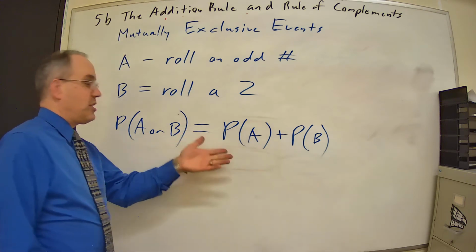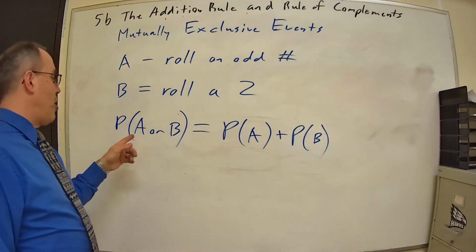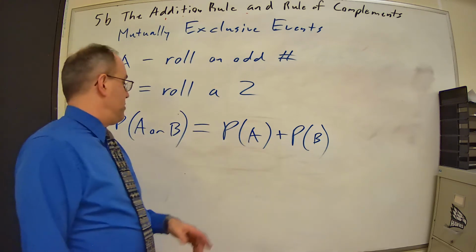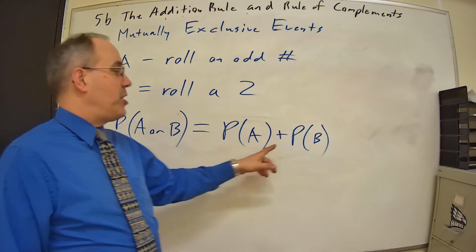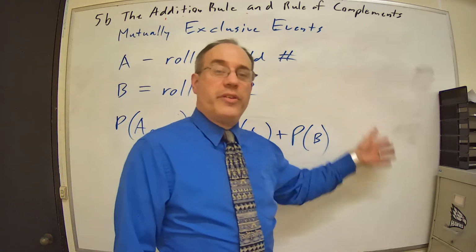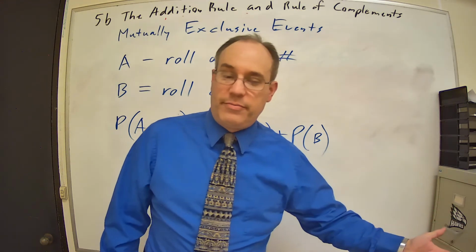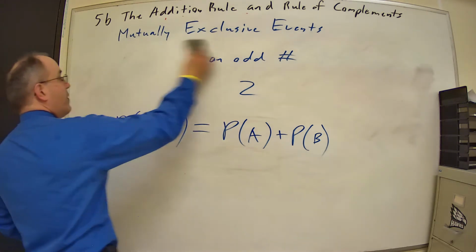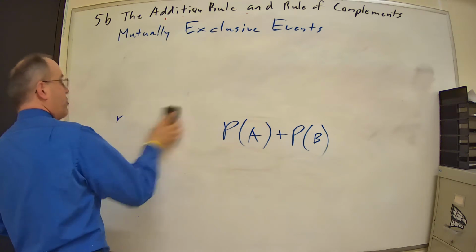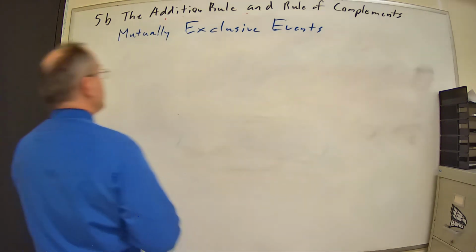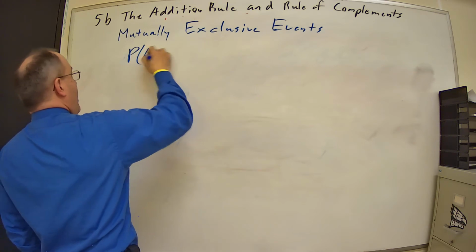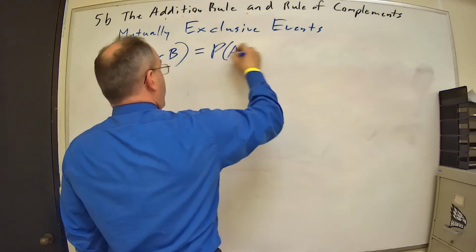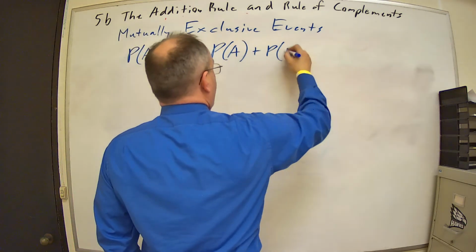Okay? This can be expanded out into multiple events too. I could have the probability that A or B or C or D or E, etc., is equal to the probability of A plus the probability of B plus the probability of C plus the probability of D plus the probability of E, etc. So let's look at one of these. I'm just going to move this equation up here quickly. The probability that A or B occurs for mutually exclusive events is equal to the probability that event A occurs plus the probability that event B occurs.